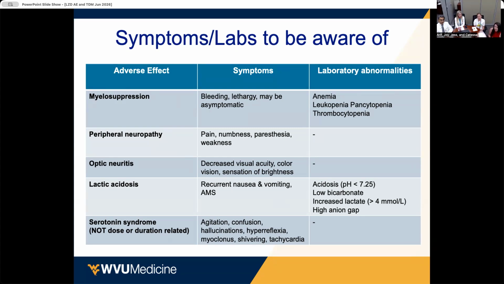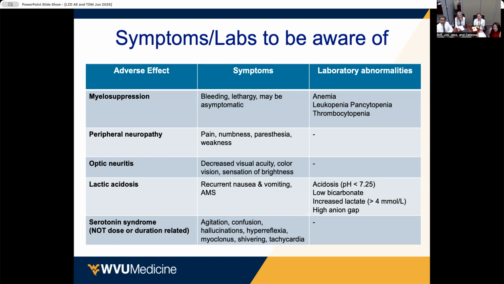But optic neuritis and peripheral neuropathy are really self-reported side effects, as is serotonin syndrome. There's really not a lab marker for those. Whereas lactic acidosis can be a bit misleading. This can just start as nausea, vomiting, but we really need to get some additional labs that we don't typically collect, especially on the outpatient side, to assess for this, such as bicarb levels, lactate, assessing the anion gap, and then seeing if the patient is acidotic.